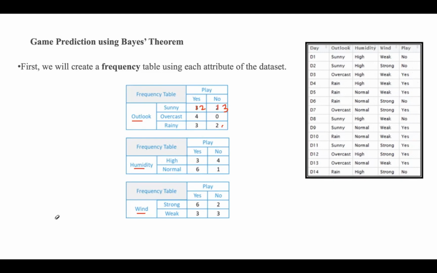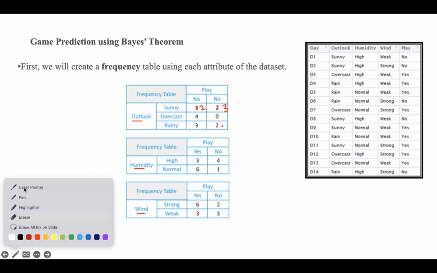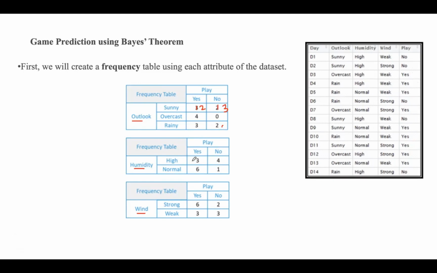So we are done with the first part, that is outlook. Humidity: high yes, 1, 2, 3. So we got 3. High no: 1, 2, 3, and 4. So this is 4.